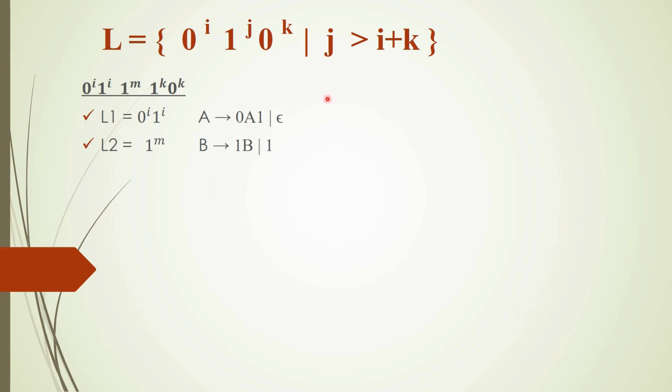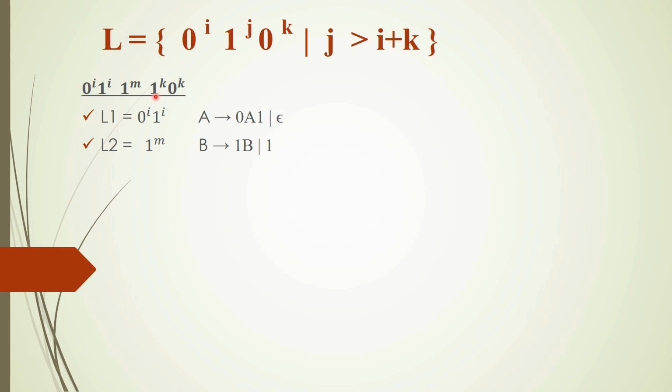Because you must generate j greater than i plus k. If I replace this with epsilon, it means at the initial level, if I substitute this B with epsilon, your j value is equal to i plus k. So for this condition I am adding 1 over here.